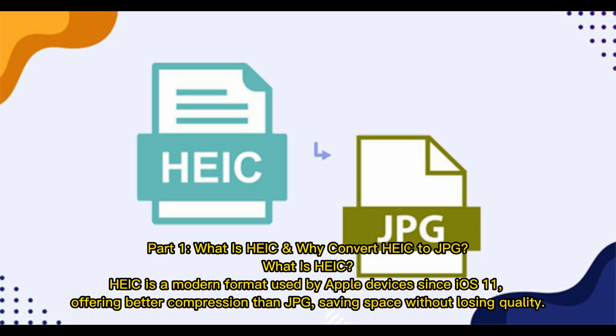Part 1. What is HEIC and why convert HEIC to JPG? What is HEIC? HEIC is a modern format used by Apple devices since iOS 11, offering better compression than JPG, saving space without losing quality.